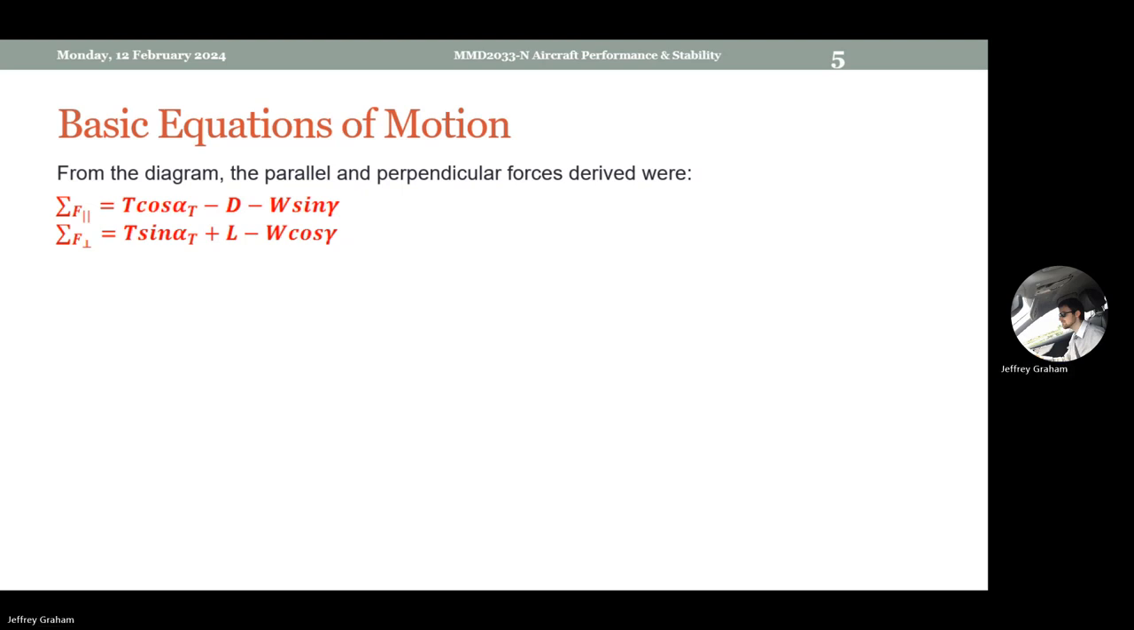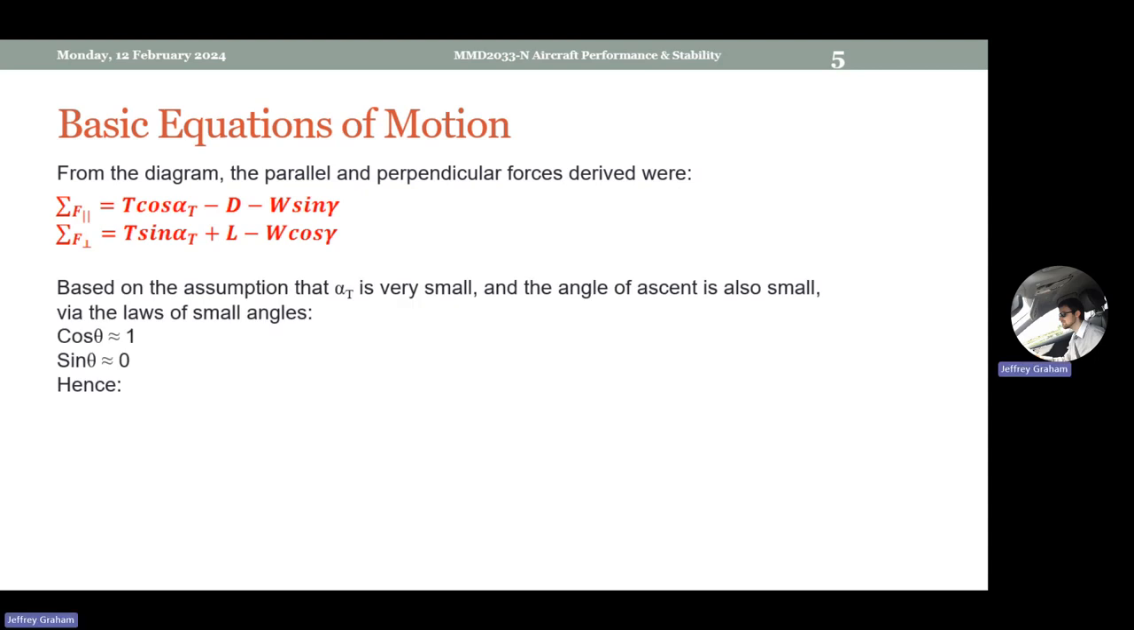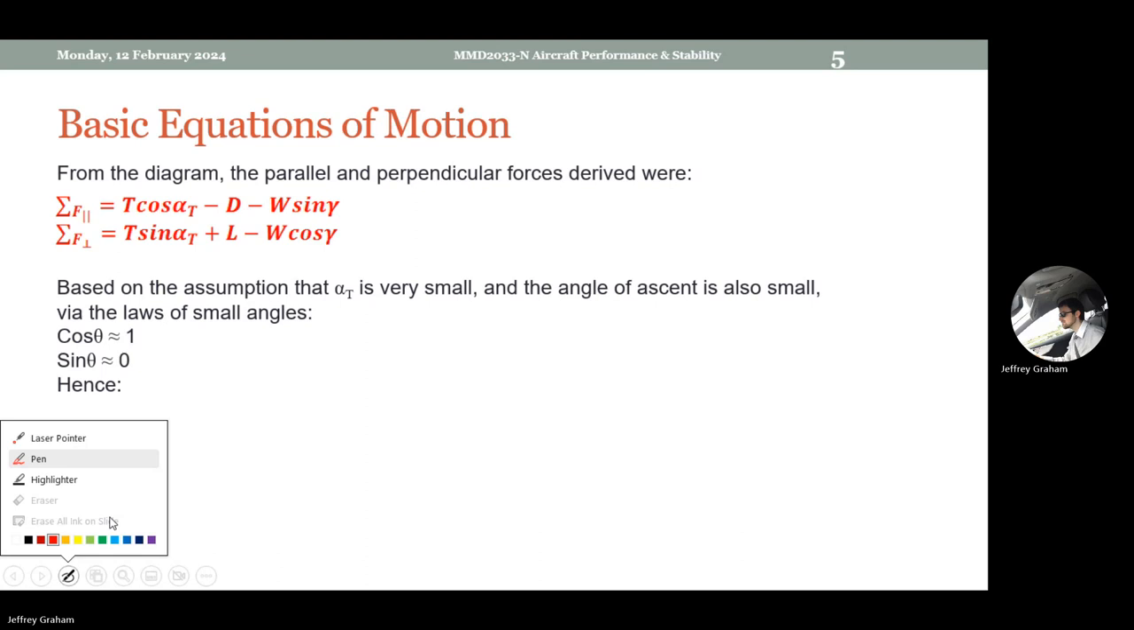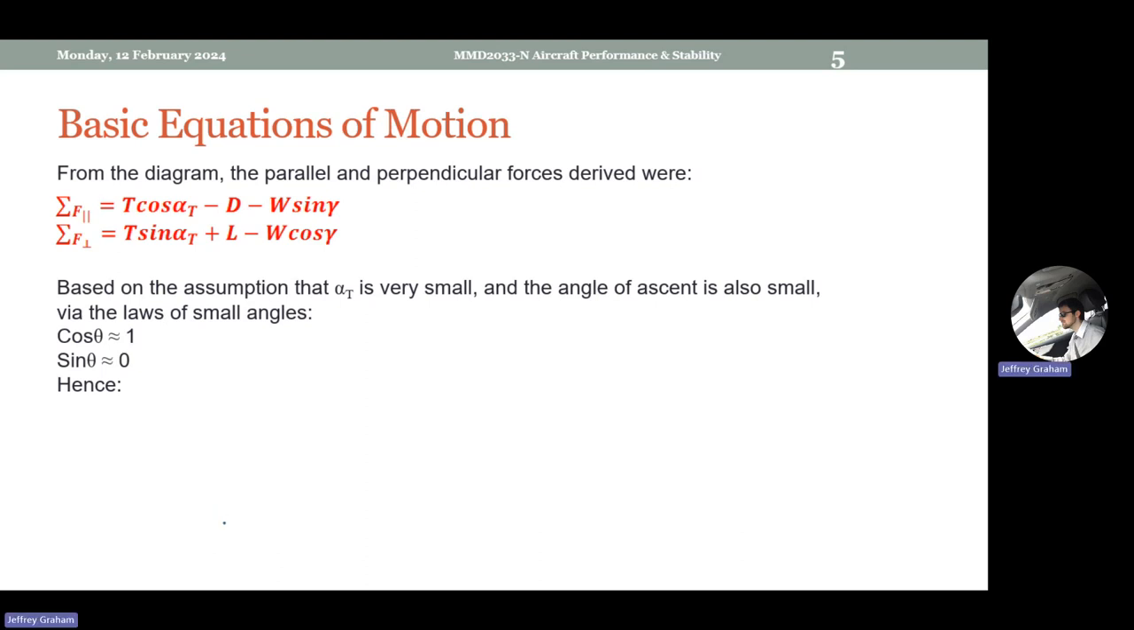First thing we can say then is introduce some basic assumptions. Right, so when it comes to small angles, there's a couple of assumptions you can make. If you've got the cosine of a small angle, it approximately equals one. Very easy to test that in the calculator. If you've got the sine of a small angle, it approximately equals zero. Typically, the thrust vector, if it's offset, is going to be offset by a very, very small amount. So first thing we can say, based on this assumption of small angles, is for T cos alpha T, the cosine is going to be 1, so this just equates to T.